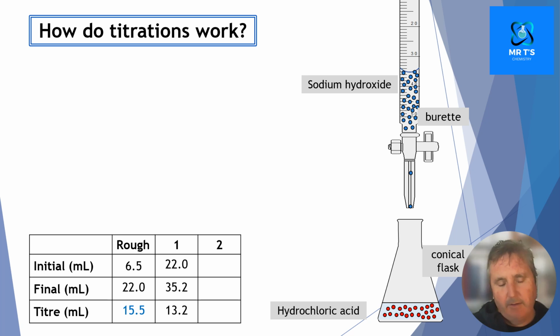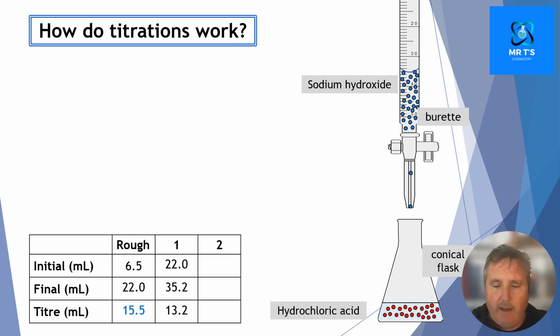Now remember, the rough one always goes a bit further than we would have wanted to stop, because we didn't actually recognize the color change till after it's happened. When we do the second one, we're anticipating where it's going to change color, so we get a lot more accurate answer, because near the end where we think it's going to change, we just add a drop at a time. So I'm about to carry out this titration to see how titrations work.